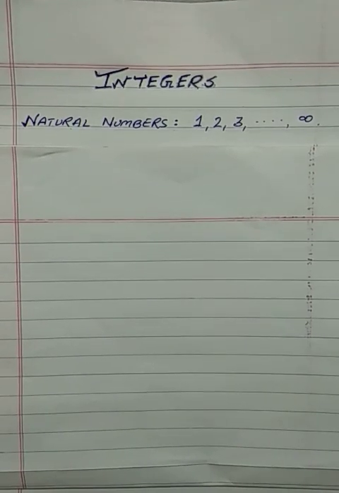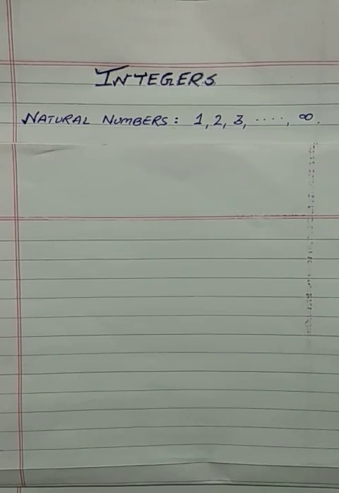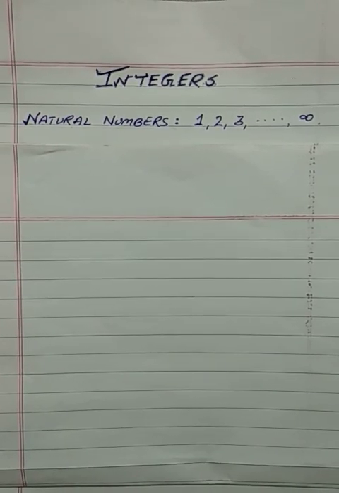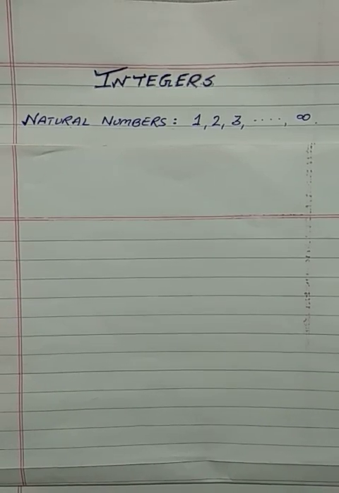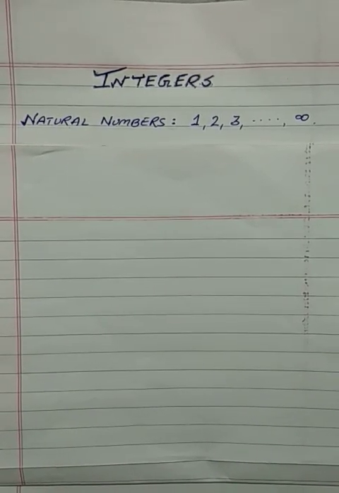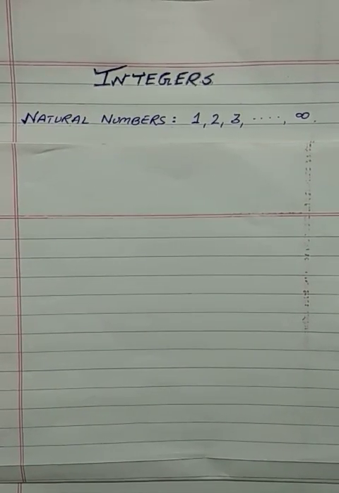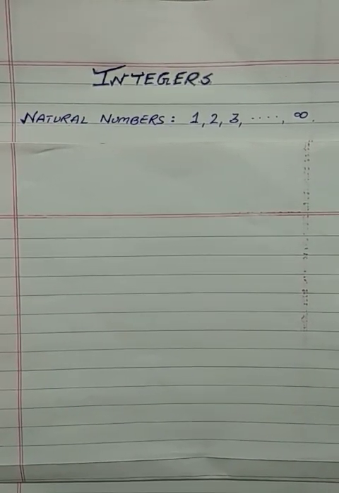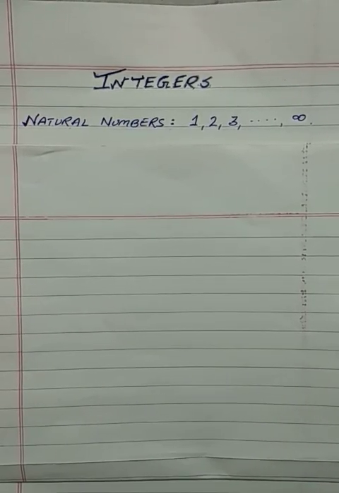So the first set of numbers that we have is natural numbers, or simply the counting numbers. They start from 1 and go up to infinity, because you always start the counting from 1, like 1, 2, 3, 4, 5, 6 and so on. It goes up to infinity because the counting never ends. You can keep on counting and the numbers will never end. So it goes up to infinity.